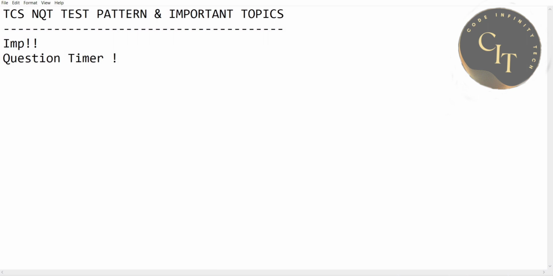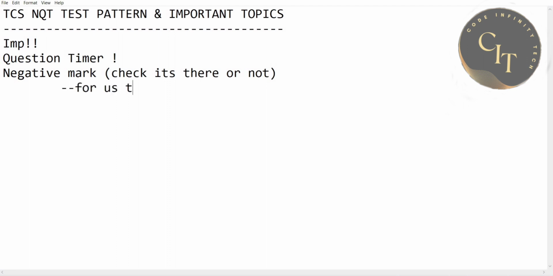There is still, I think, one month of time, so allocate three to four hours daily. As I already told, there are two important points. The first is the question timer. For us there was a question timer. I don't know about this year's pattern, I am speaking about our time. As soon as the timer expires, you move to the next question, so before the timer expires, you have to select the answer. There was also negative marking for us, so you have to be very careful in case it is there. I heard that this year there was no negative marking, but don't depend on it.